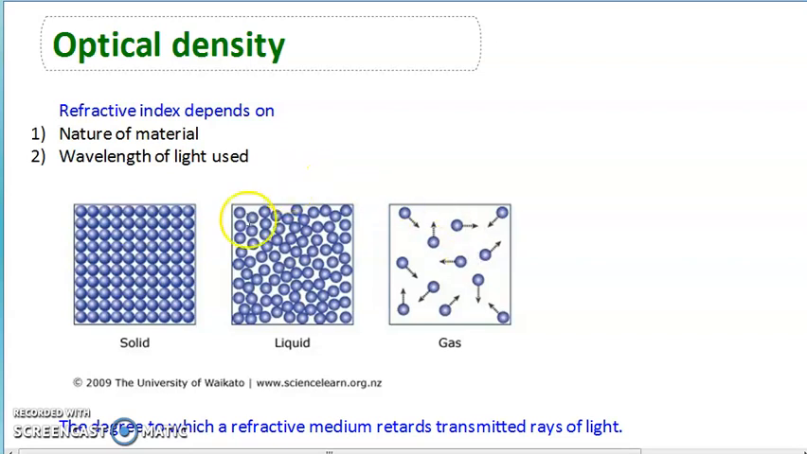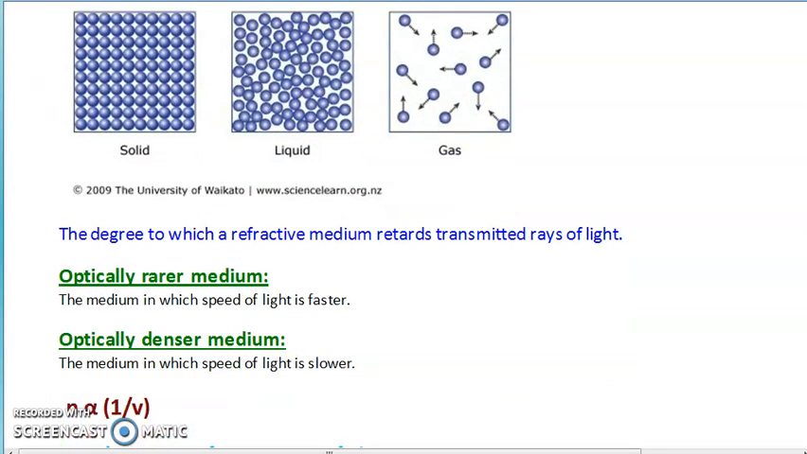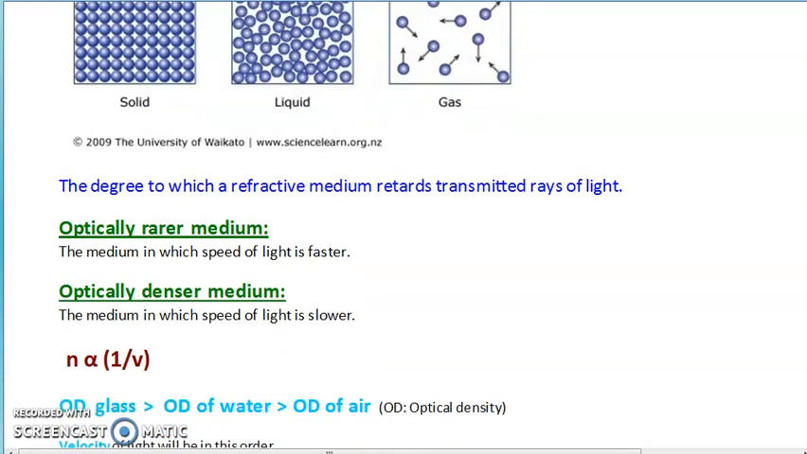But in case of a solid, if you allow anything to pass through, will it go that freely compared to gas? Of course not. For that we give one major term, that is optical density. What is optical density? It is the degree to which a refractive medium retards transmitted rays of light.